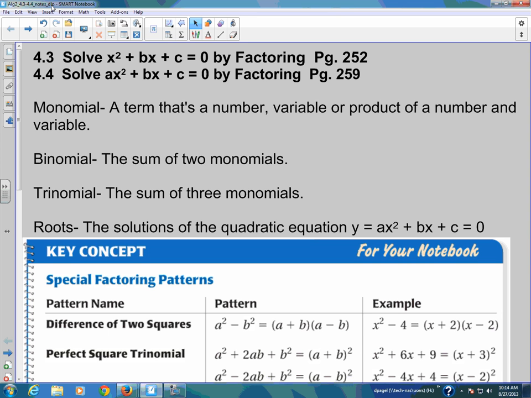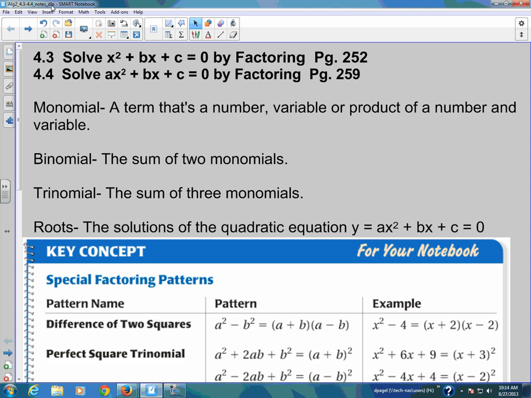And a term, remember, can be just a constant, it can be just a variable, it can be a variable expression. Binomial would be the sum of two terms, or the difference of two terms. Trinomial, now we're talking three terms. And then beyond that, we can just say polynomial for anything four terms or greater.